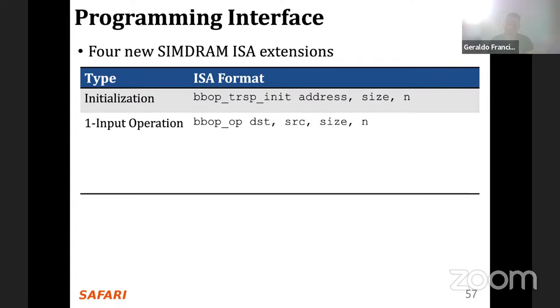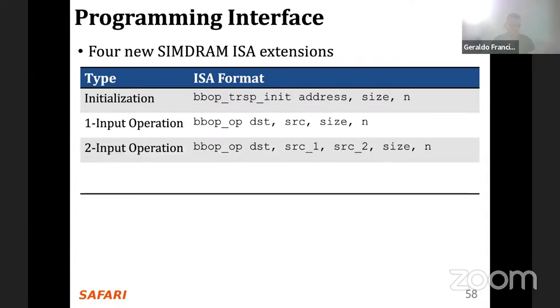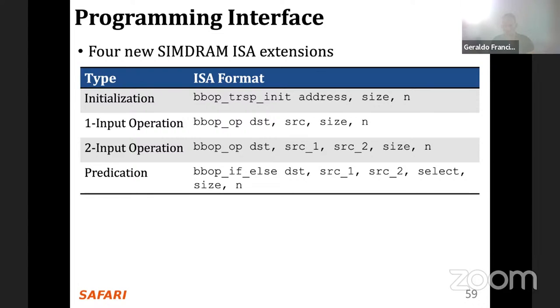Then you have proper SIMD-RAM operations, and these are the BBOP operations. So op can be addition, multiplication, and then you have operations that have one input, as for example reductions and the NOR, XNOR reductions. There are two-input operations, like for example add, multiplication, or division. And we also have predication operations, which have three inputs. You can see this predication operation as some sort of if-else or a MUX type of operation.